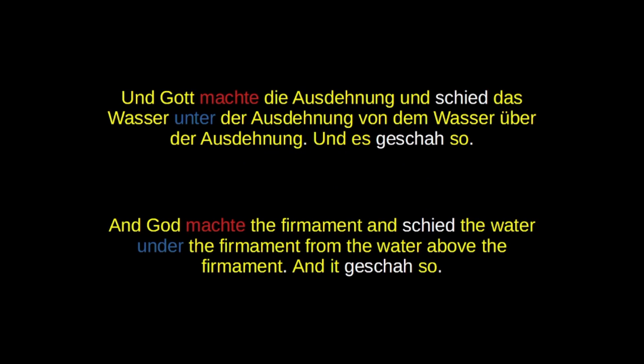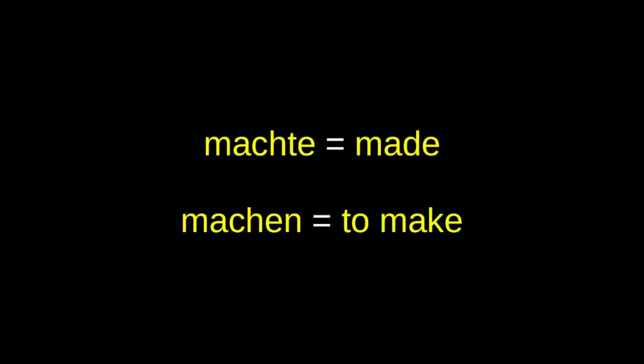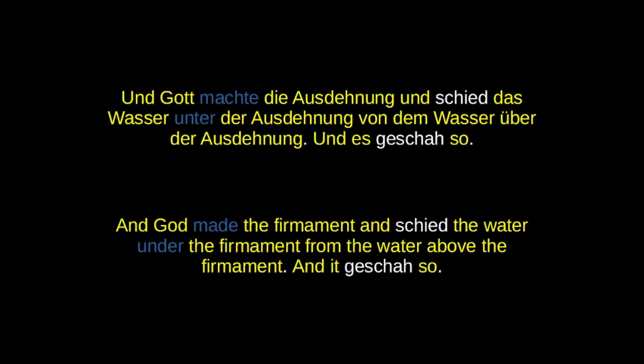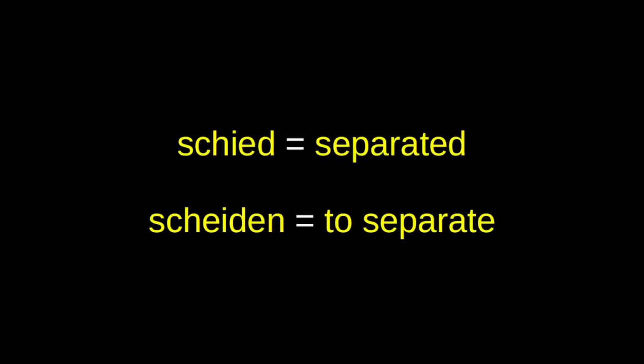Next, we'll look at machte. Machte is derived from the word machen, and simply means make. Again, if you look at them, you can see the similarity between the German and the English. That's our second word. Next, we'll get to schied.